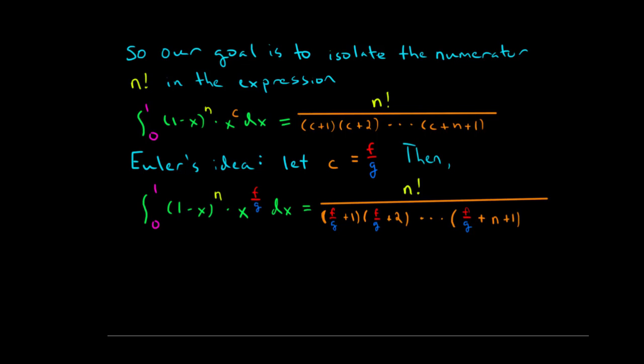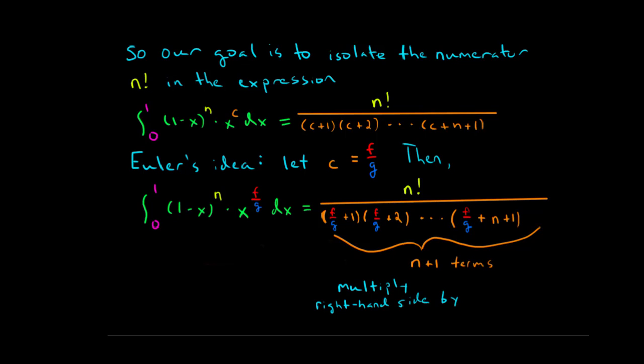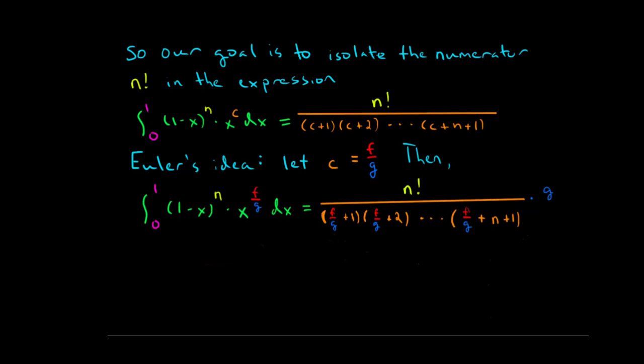Now when we look at this denominator here, we have n plus 1 terms in that product. So what we're going to do to simplify this is multiply the right-hand side of the equation by what one of my former math teachers called a creative form of 1. We're not changing the value of this expression, we're just multiplying it by 1 in a very clever way. We're going to multiply it by g to the n plus 1 over g to the n plus 1. So let's do that. We're going to multiply this right-hand side by g to the n plus 1 over g to the n plus 1.